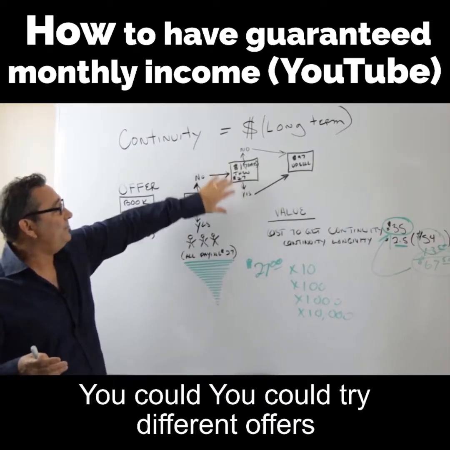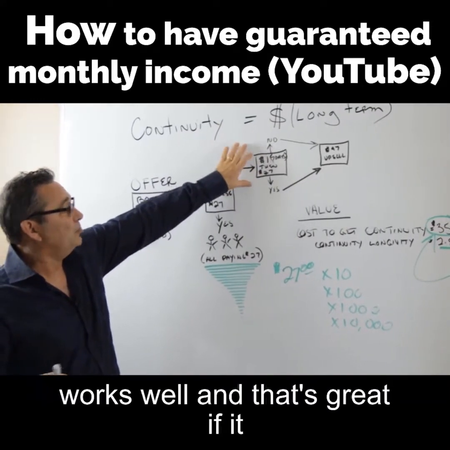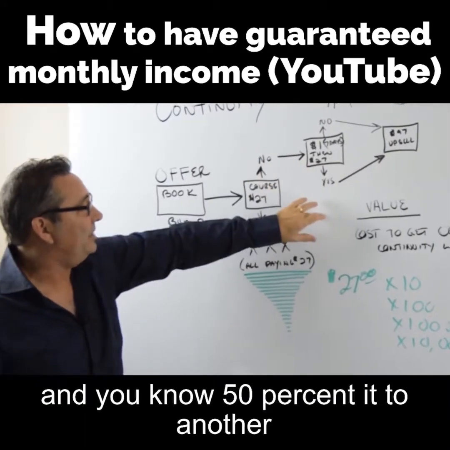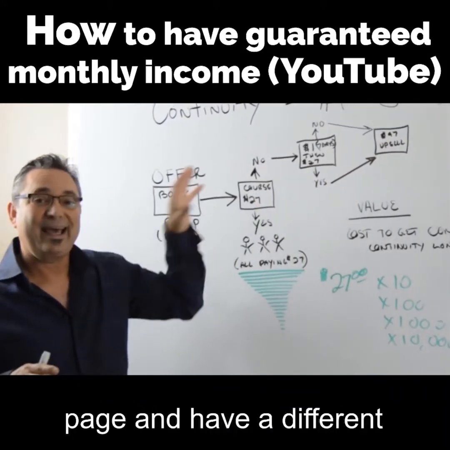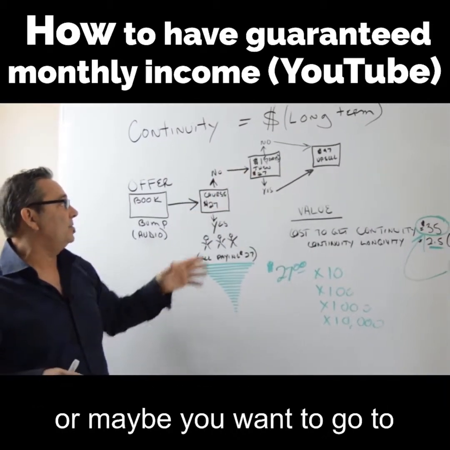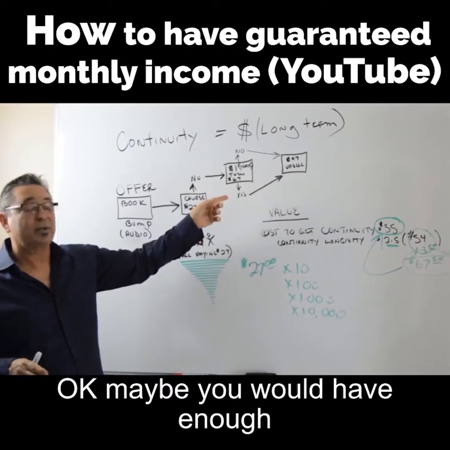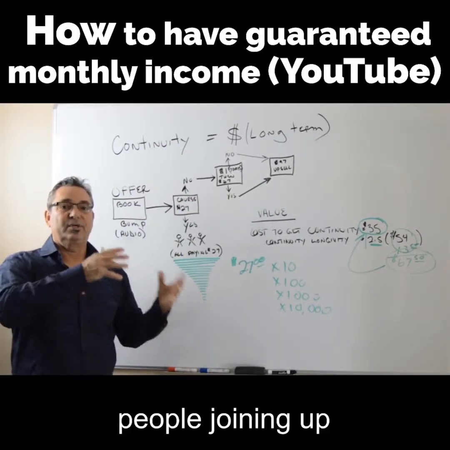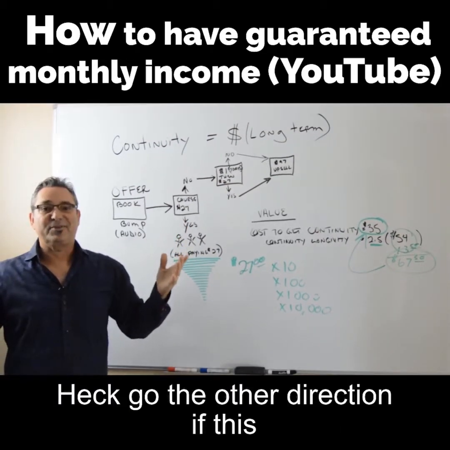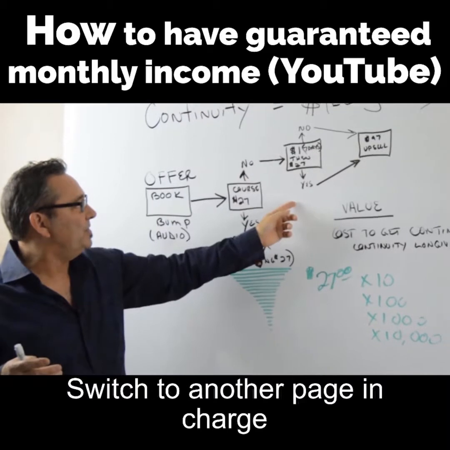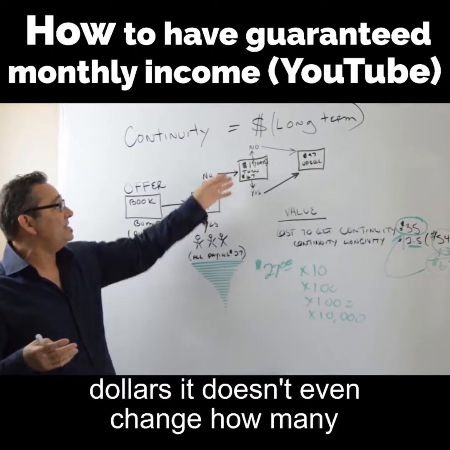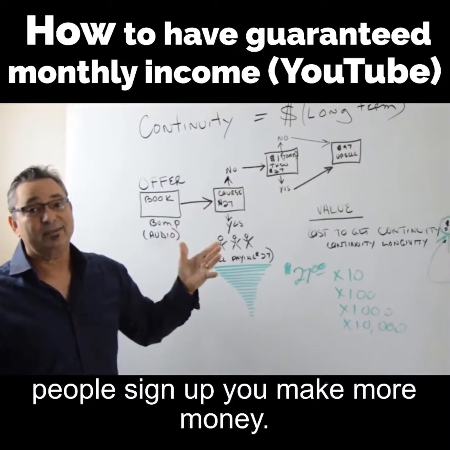You could try different offers in here. Maybe this one works well, and that's great. If it works well, don't stop there. What you want to do is switch out and 50% it to another page and have a different offer and figure out which one of those offers work best. Or maybe change up your price here. Maybe you want to go to $19, okay? Maybe you would have enough people joining up to make up for the difference between 19 and 27. Heck, go the other direction. If this is going well, switch to another page and charge $47 for it. Maybe that extra $47 doesn't even change how many people sign up and you make more money, okay?